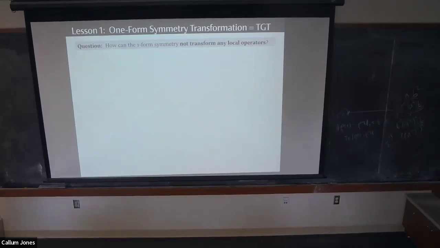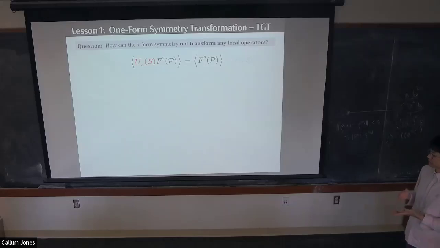So first of all, let us observe that the one-form symmetry does not transform any local operator. By this I mean that insertion of the symmetry operator leaves gauge invariant operators, like field strength squared, invariant. So how can this be possible? The one-form symmetry is transforming almost nothing, only the extended line operator. So how can this happen?